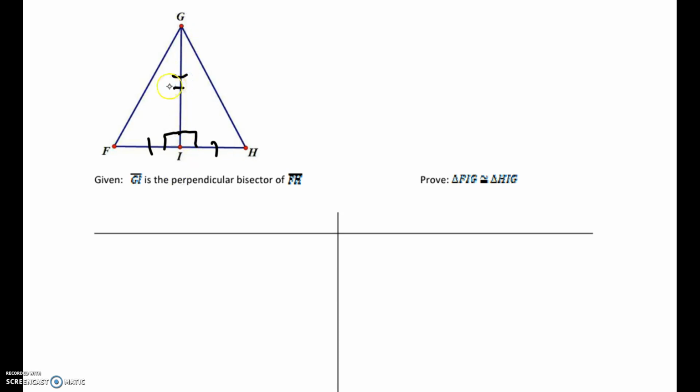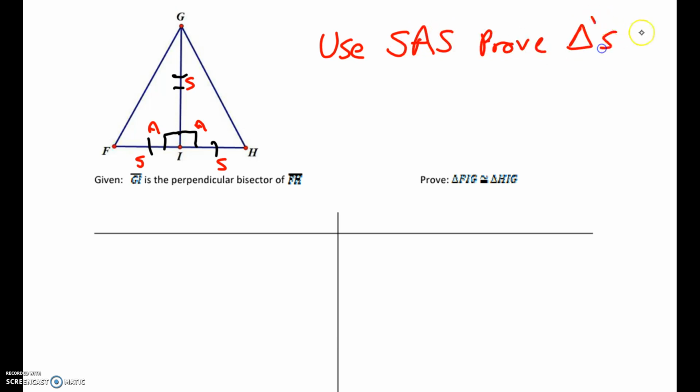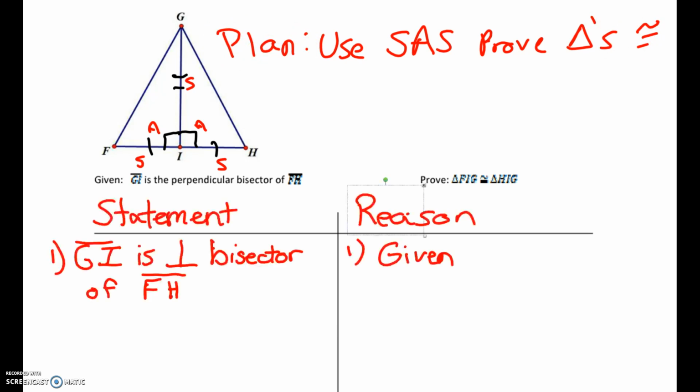So looking at this, it looks like it's going to be S, that's an S, that's an S, that's an angle, that's an angle. That looks like we're going to use SAS to prove the triangles congruent. That's the plan. So now let's start. So we write our statement and our reason. We write down the givens. GI is perpendicular bisector of FH, reason given. And now we need to interpret what that really means. What it means to be a perpendicular bisector.